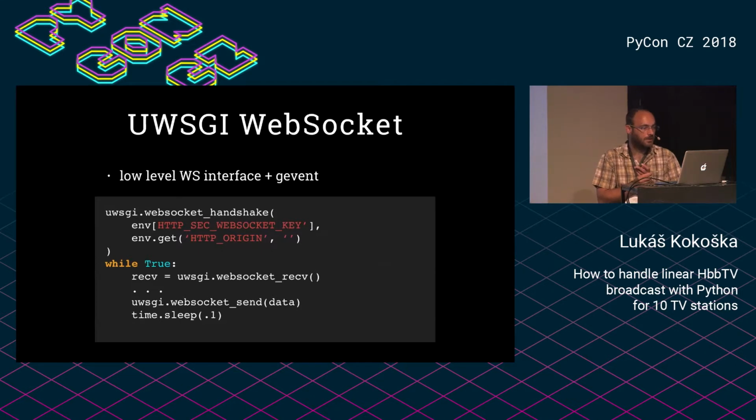A low-level WebSocket interface with Gevent is implemented in uWSGI. You can use it just by completing the handshake and communicating with the socket, and then handle events or communication with this application.